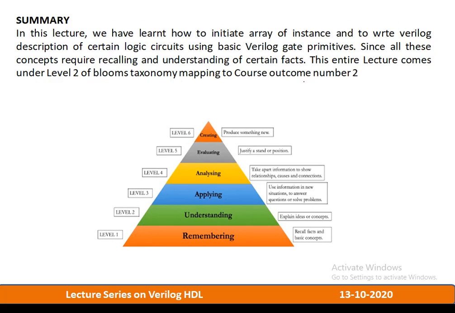Now, to summarize, in this lecture we have learned how to instantiate an array of instances and to write Verilog descriptions of certain logic circuits using basic Verilog gate primitives that are predefined in nature. And since all these concepts require recalling and understanding of certain facts, this entire lecture comes under level 2 of Bloom's taxonomy, mapping to course outcome number 2. So this is what is dealt with in today's lecture.